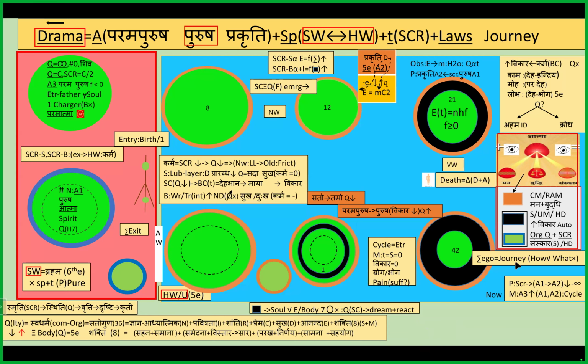So this is Atma, and the soul has its own picture. Man, buddhi. So the key is man buddhi. This is an orange color. So this is man buddhi, the conscious mind. Then sanskar. So sanskar is all black.